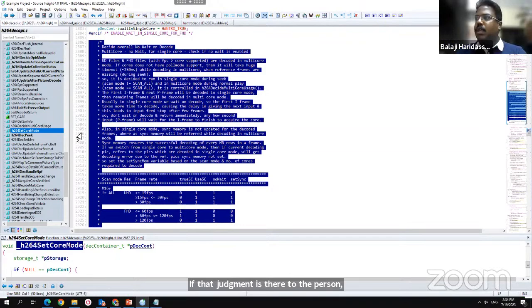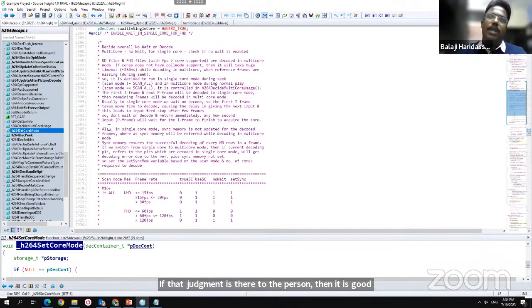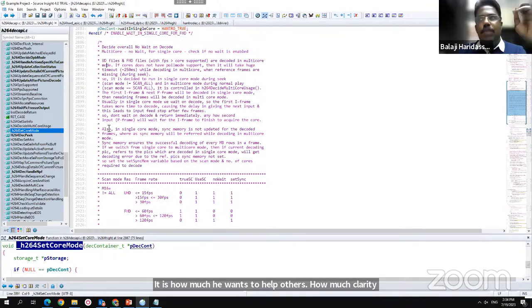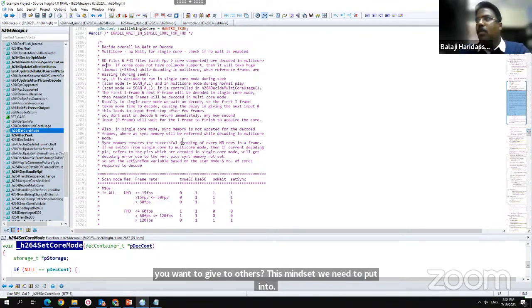There is no hard and fast rule. Some people may write tables, some people may write a few lines, some people may write a paragraph. It is about how much he wants to help others, how much clarity he wants to give to others. This mindset we need to put into it. That's very important. I hope it is clear, right?